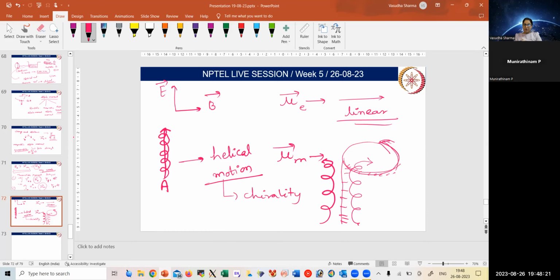And we saw that a molecule having both the electric dipole moment as well as the magnetic dipole moment ultimately gives you a helical motion. Because of this helical motion, that particular molecule where both the vectors mu E and mu M are active is called chiral. So is that clear?